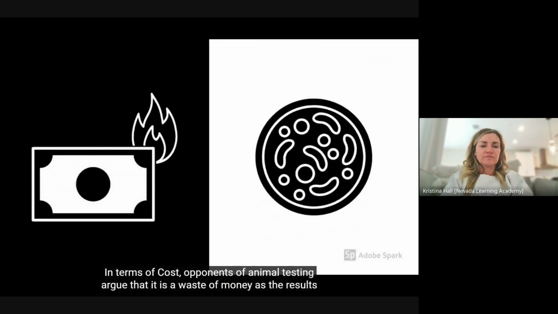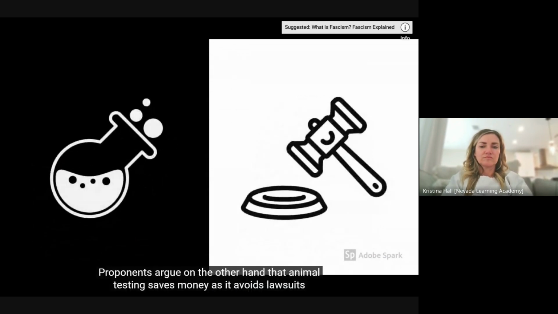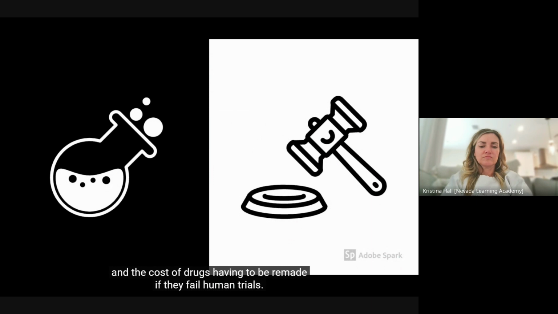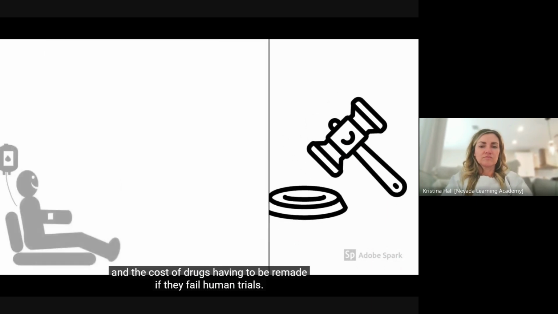In terms of cost, opponents of animal testing argue that it is a waste of money, as the results are not necessarily predictive of results in humans, and the same tests can be done for cheaper via stem cells and synthetic organs, for example. Proponents would argue, on the other hand, that animal testing saves money, as it avoids lawsuits and the cost of drugs having to be remade if they fail human trials.